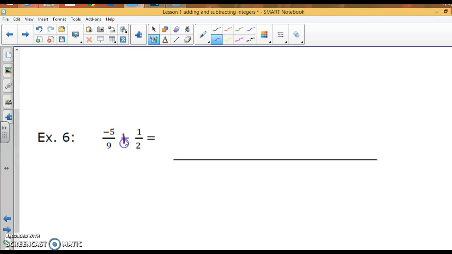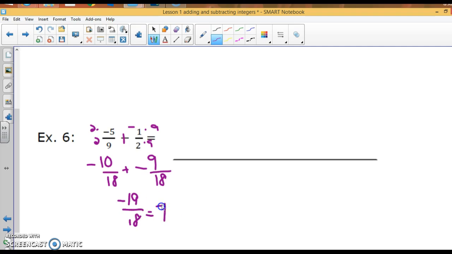One more. Change this to add the opposite. Make 2 marks. Now they're both negative. So when they're both negative, I add and keep the sign. So I'm going to add these. They're going to be 18ths, the common denominator. So I'll multiply this by 2. So negative 10/18, multiply this by 9, and negative 9/18. When they are the same, you add and keep the sign. So negative 19/18, which is negative 1 and 1/18.